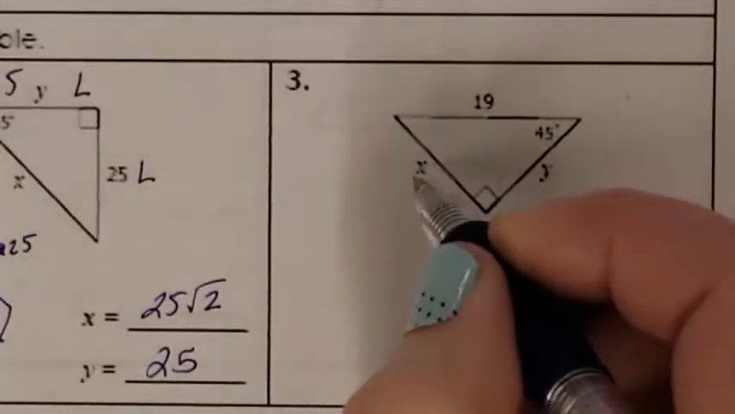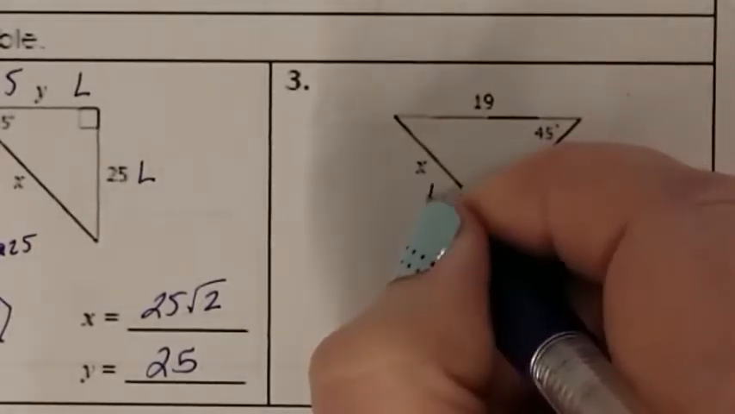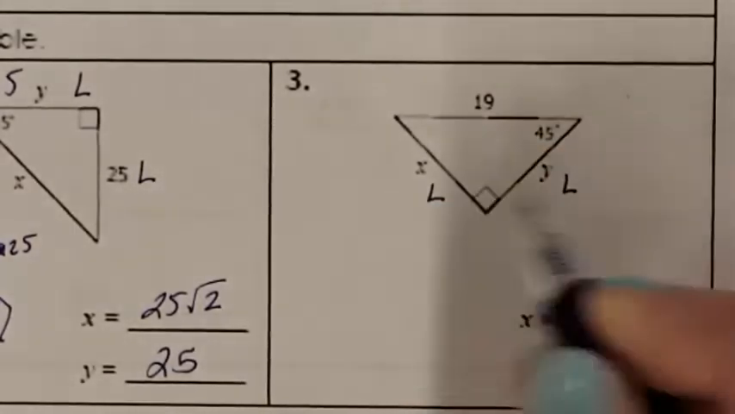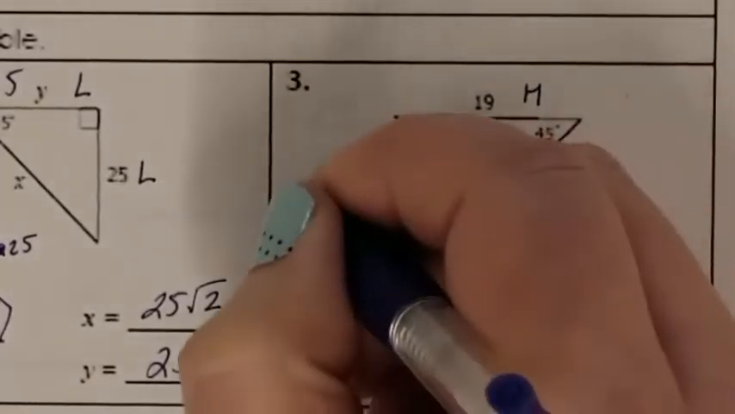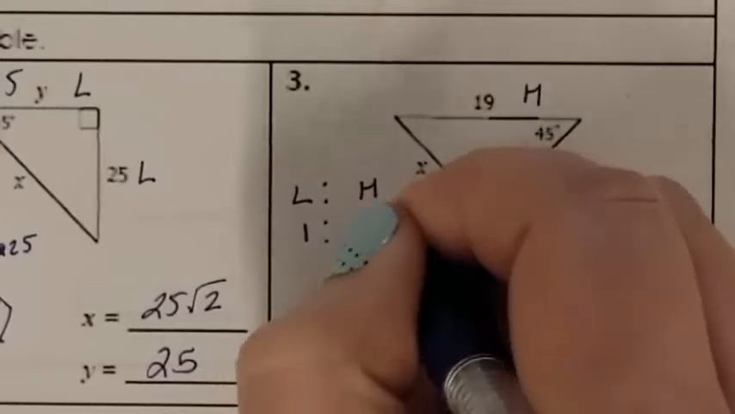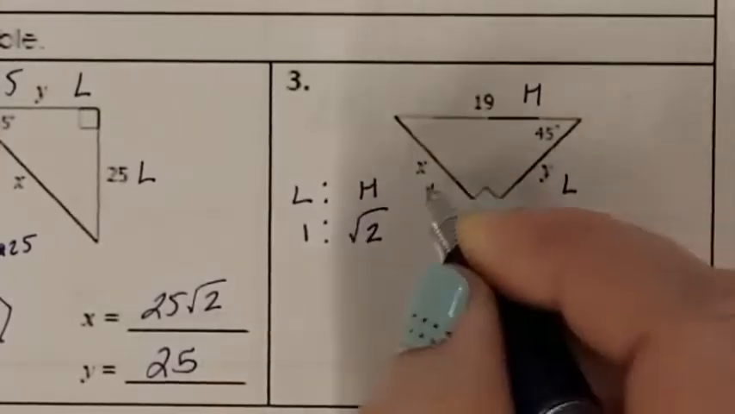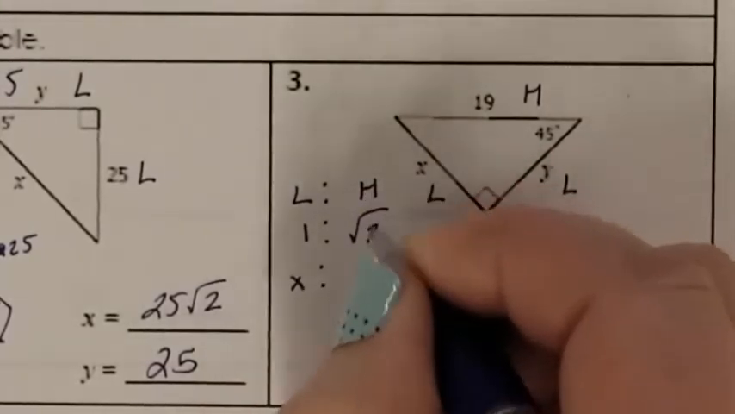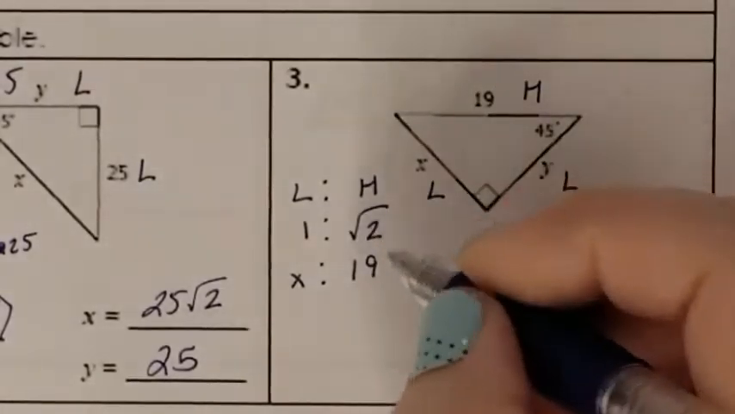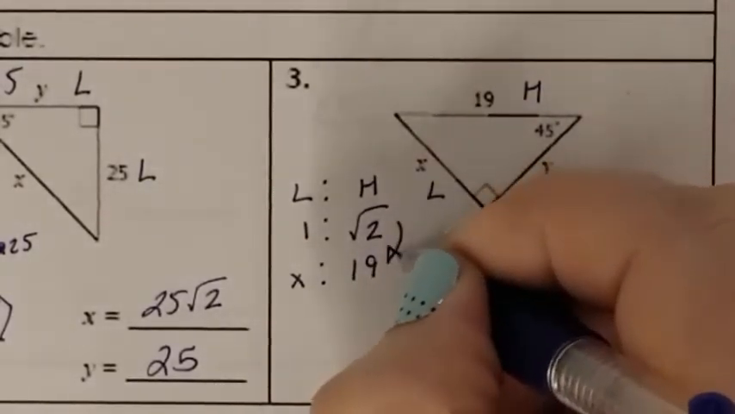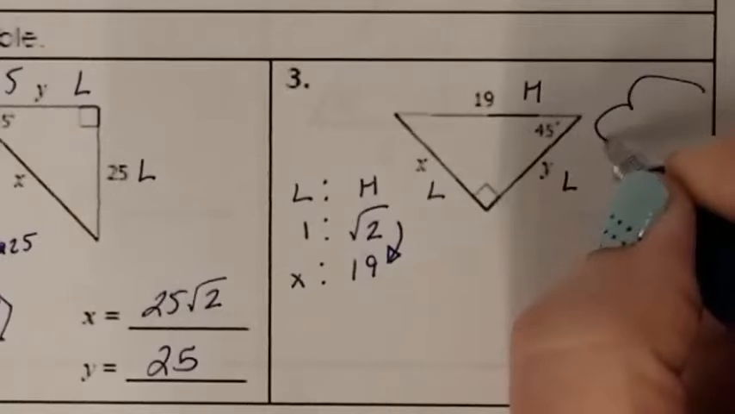Last one. These are my legs. My legs are equivalent. I don't know either of them. All I know is my hypotenuse. So my leg to hypotenuse ratio is the ratio 1 to the square root of 2. My leg I don't know. My hypotenuse I do. My hypotenuse is 19. So I need to figure out, what did I multiply the square root of 2 by to get the 19? And we're going to do that over here.